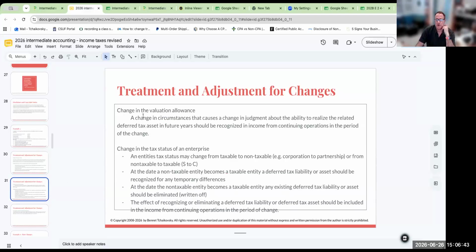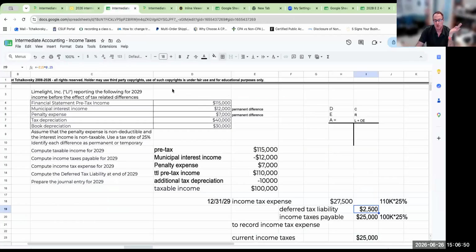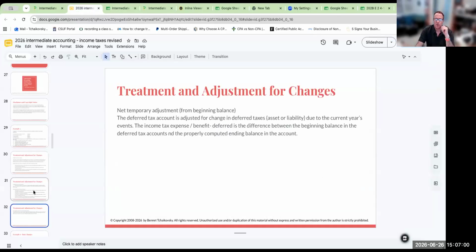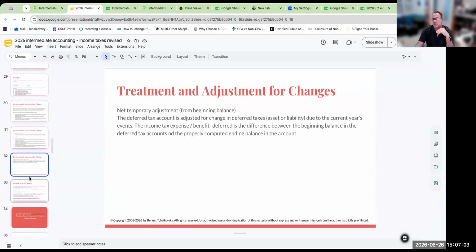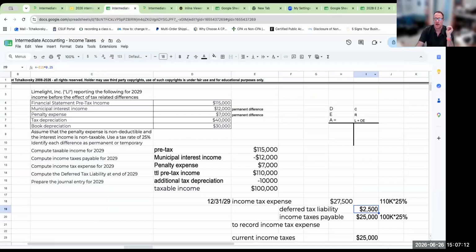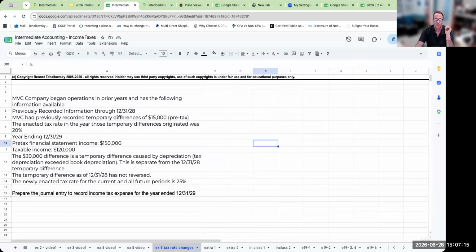Changes in the valuation allowances can also happen, like what happens if there's a change in the tax law, or something that was a temporary difference becomes a permanent difference. Well, we're going to disclose it and make the appropriate adjustments. So again, we're going to handle these changes prospectively, but the best way to handle this is to look at an example. So let's look at our example today, talking about tax rate changes.